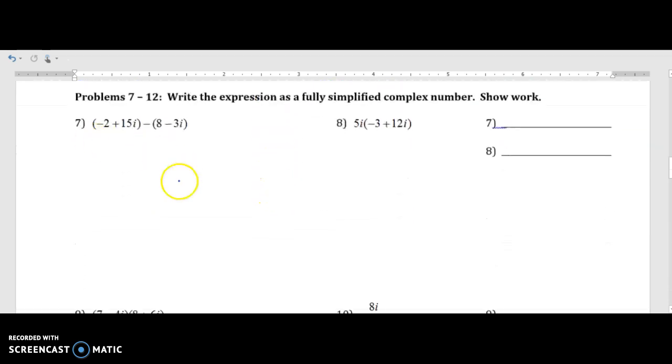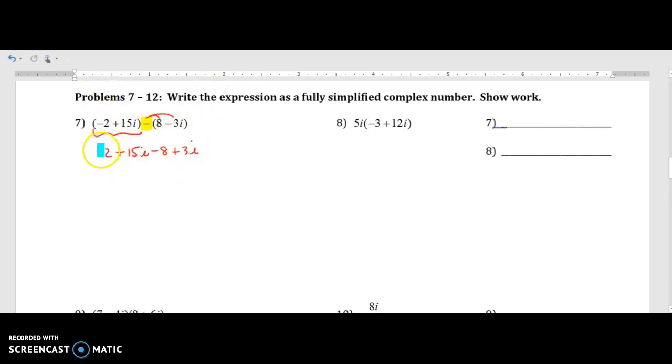Now, when we get to these complex numbers, you have to know what the operation is. Okay? In this first one, we are basically subtracting. Therefore, all I have to do is bring down these two terms, negative 2 plus 15i, but then I have to distribute the minus sign, which just changes the signs inside here. So a negative times a positive 8 is minus 8. A negative times a negative 3i is plus 3i.